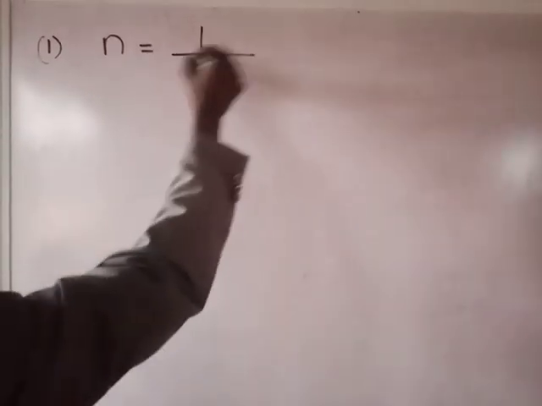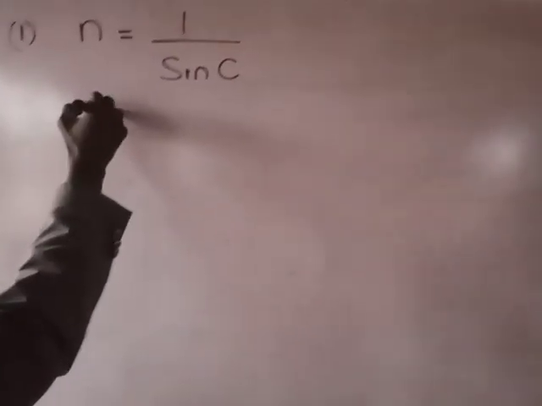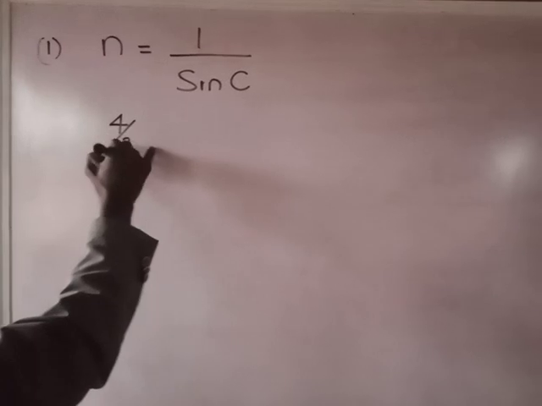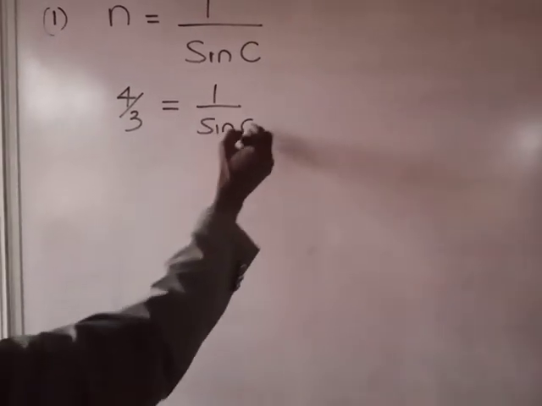Now we have to find the critical angle. Remember, we said refractive index is 1 over sine c. This is the most applicable formula now. We are given the refractive index to be 4 over 3. So 4 over 3 will be 1 over sine c, and we have to calculate c, the critical angle.